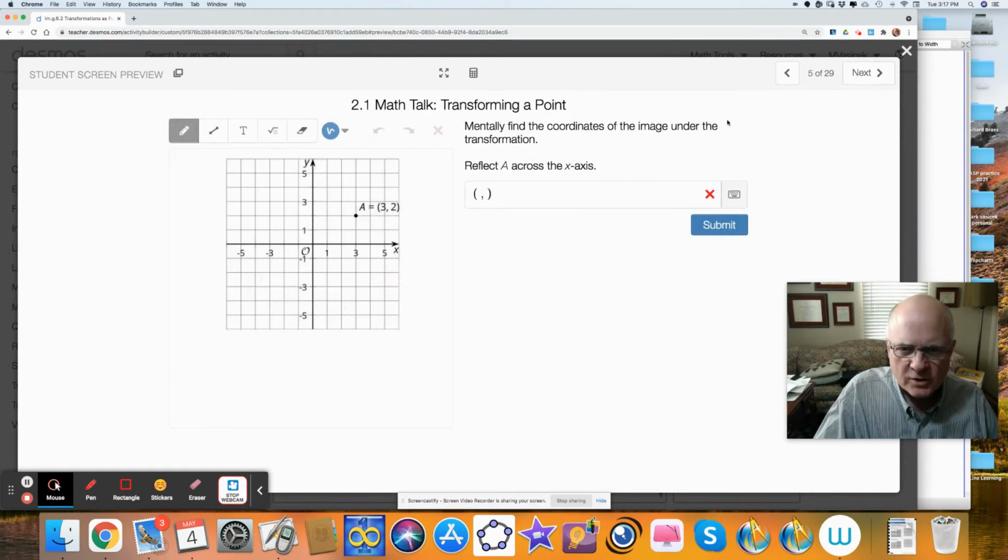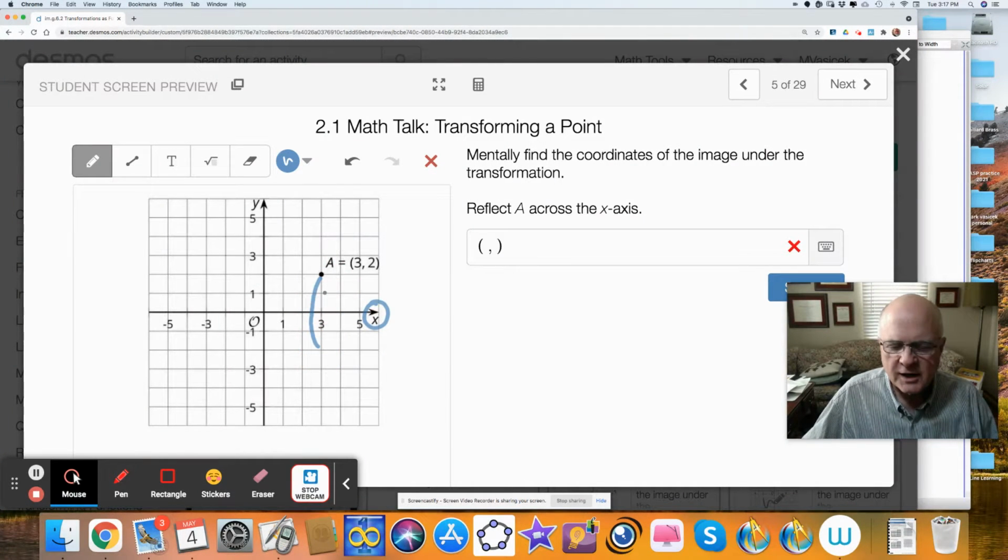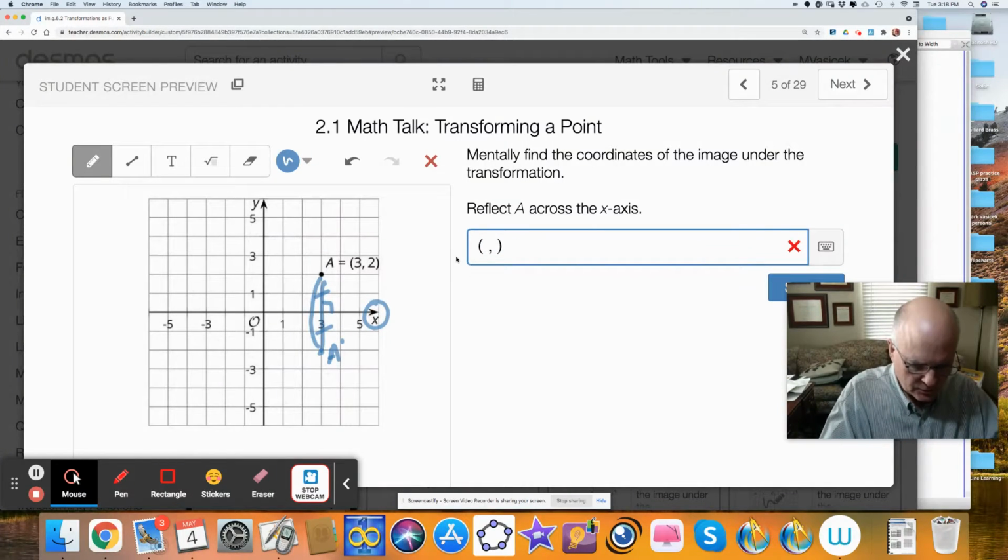And when we go to the next one, it says to reflect across the x-axis. Let's see if I can make this bigger so we can see it a little better. This is the x-axis, so I'm going to go across the x-axis. The two rules: it has to be perpendicular to this, and it has to be the same distance on either side of it. The x-axis, the line of reflection, would be the axis of symmetry. It has to be the perpendicular bisector of segment AA prime. So the coordinates of this would be 3, negative 2.